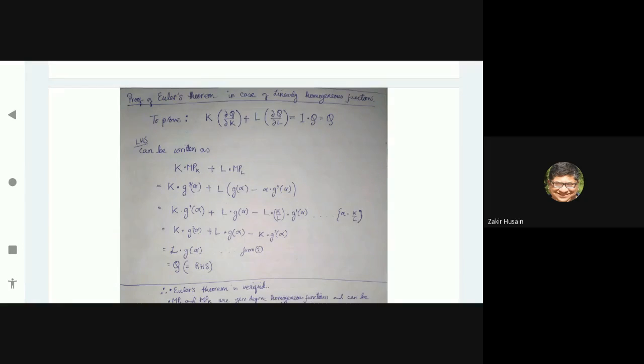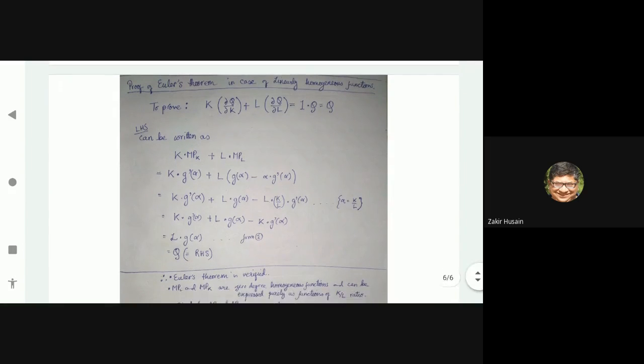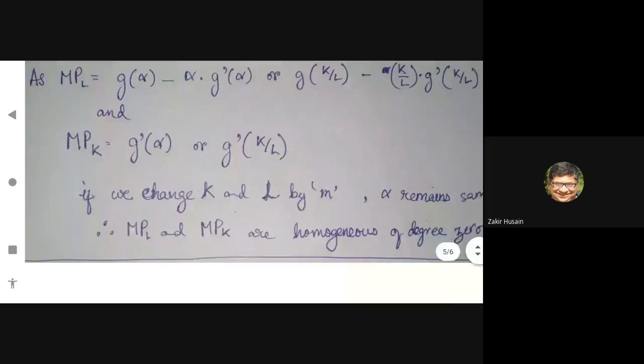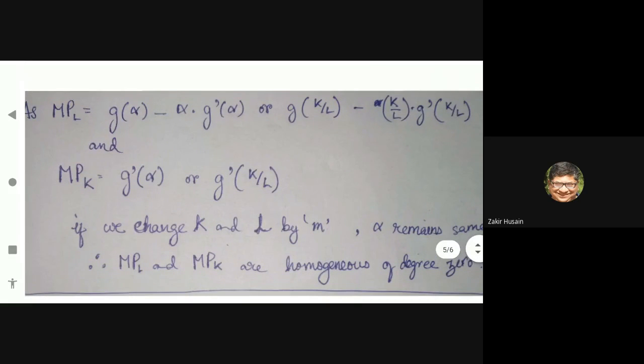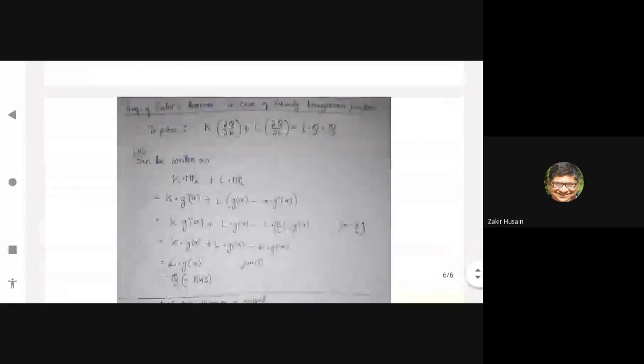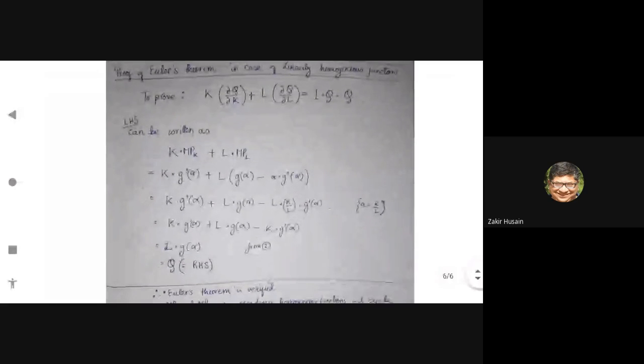এবার এই দুটো কি আমি লিখি, এই যে K into marginal productivity of capital, সেটা আমি বলে দিলাম যে that is g dash alpha. এই যে এখানে লিখেছিলাম, বার করেছিলাম যে MPK equals to g dash alpha. তো g dash alpha আর L into marginal productivity of labor, সেটা আগের স্টেপে বার করলাম, that is g alpha minus alpha into g dash alpha. এবার যদি আমি ব্র্যাকেট গুলো খুলে দিই, পাচ্ছি K into g dash alpha plus L into g alpha minus L into K by L into g dash alpha, ঠিক আছে.